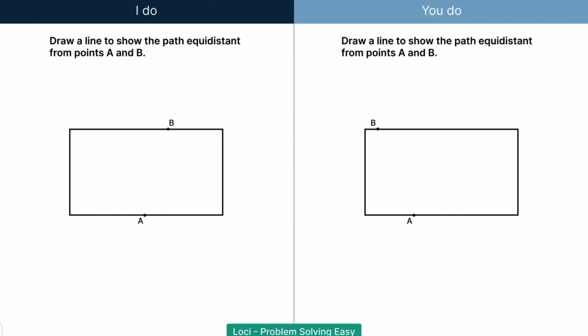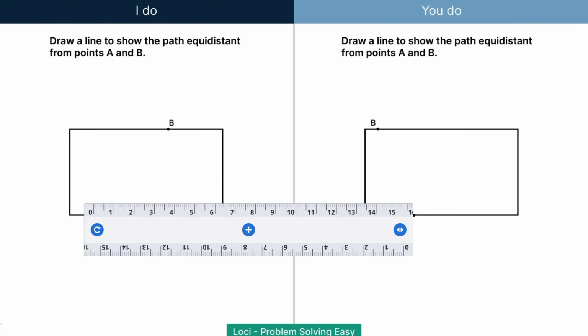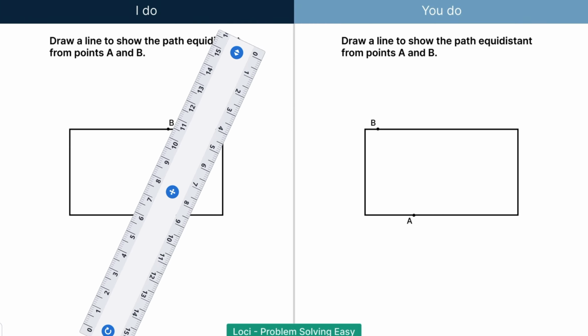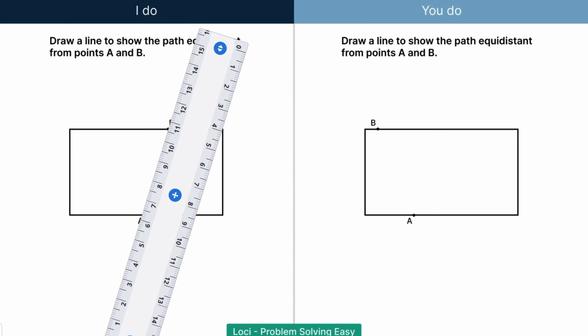So moving on, now it says draw a line to show the path equidistant from the points A and B. Equidistant just means that it's perfectly halfway between A and B. So essentially it would look something like so. That's perfectly halfway between these two points. Now obviously we need to draw that accurately, and the way we do that is we grab a ruler, connect the two points together, and then we bisect it. Bisect just means to perfectly cut in half, and we can use a compass to do that.